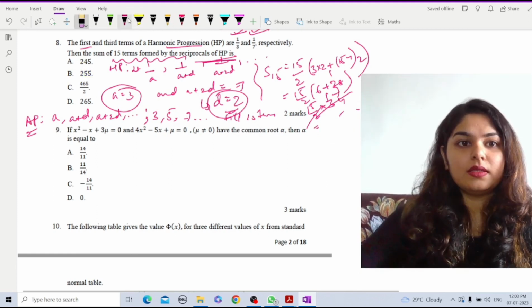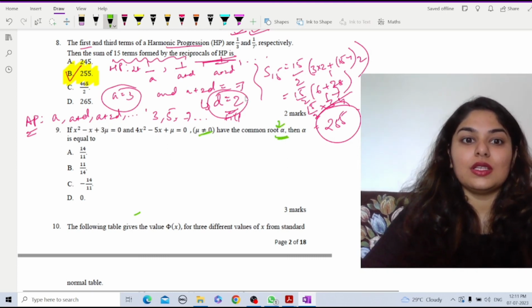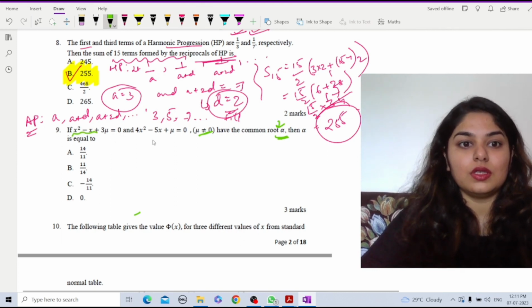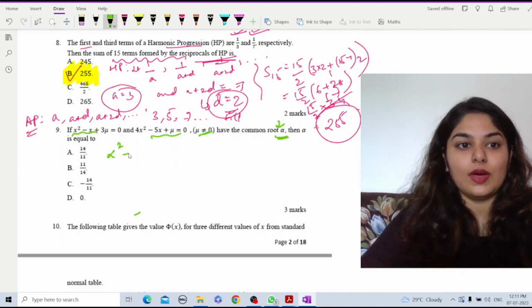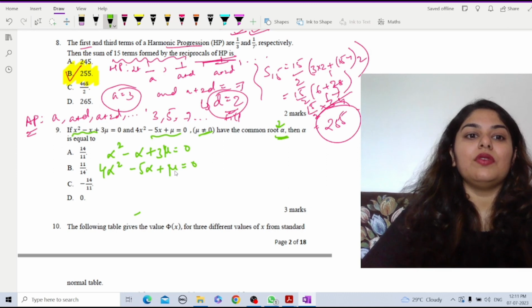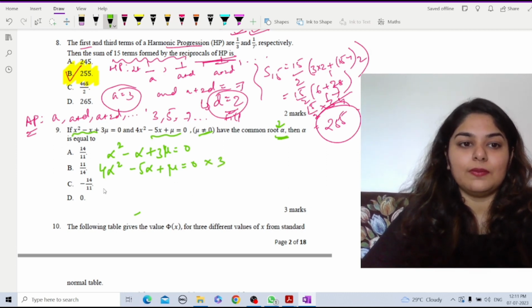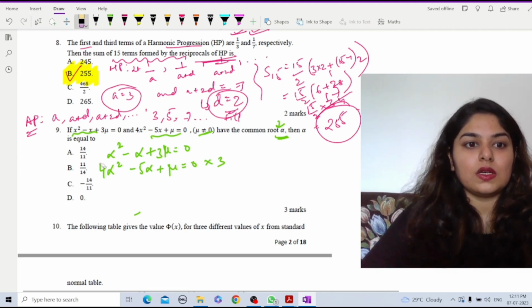Okay, now let's move on to the next. We are given two quadratic equations, and the common root is alpha and mu is not equal to 0. So using these two conditions, I can write down these two quadratic equations: alpha square minus alpha plus 3 mu is equal to 0, and 4 alpha square minus 5 alpha plus mu is equal to 0. Now if we want to eliminate mu, what can we do? We can multiply this equation with 3, right?